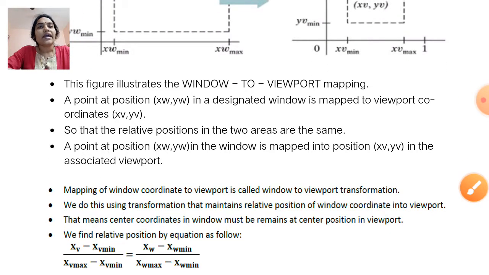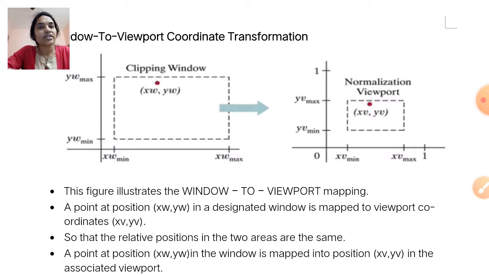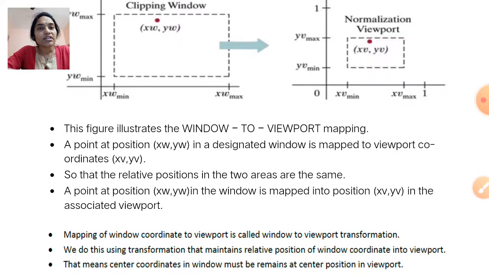Let us discuss. A point at position XW, YW in a designated window is mapped to viewport coordinate XV, YV. That means this point is XW, YW in the world coordinate position, and when this window is clipped and displayed on another display device, which is our viewport device, this one is our XV, YV. So that the relative positions in the two areas are the same.